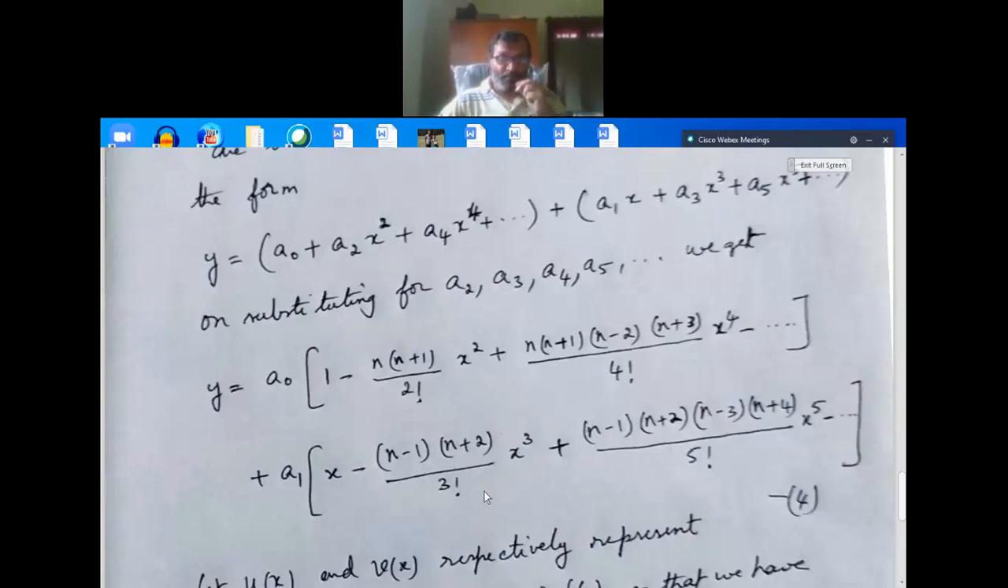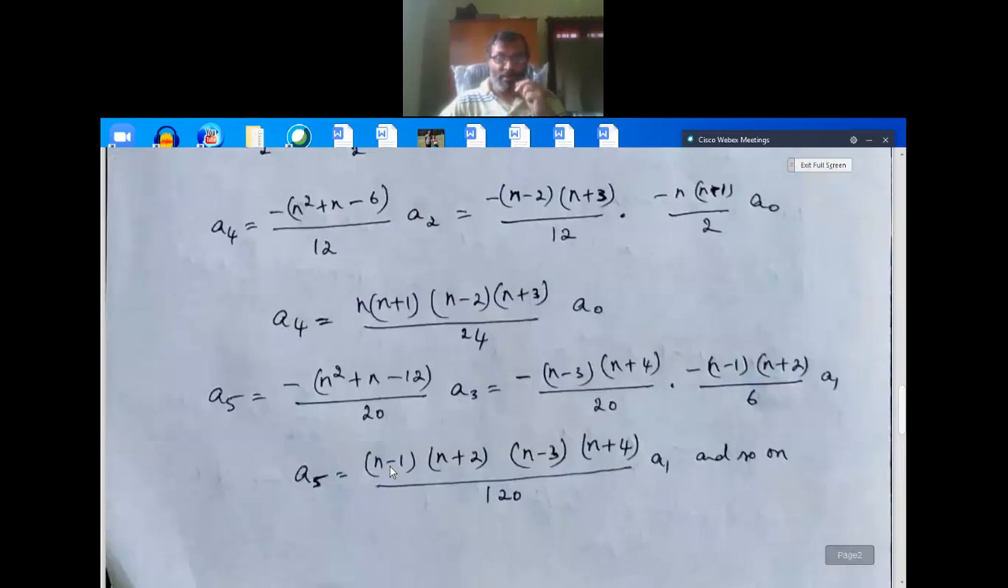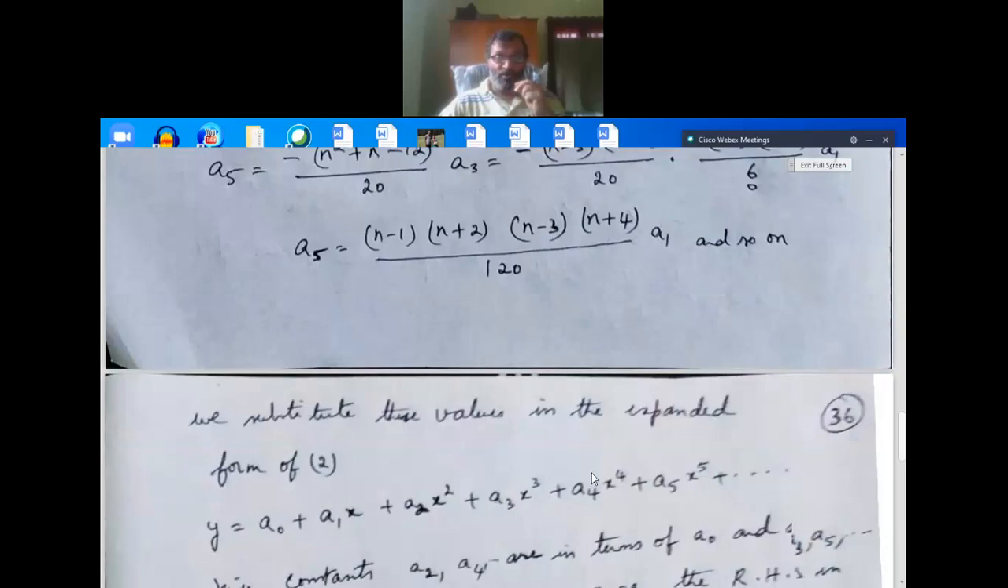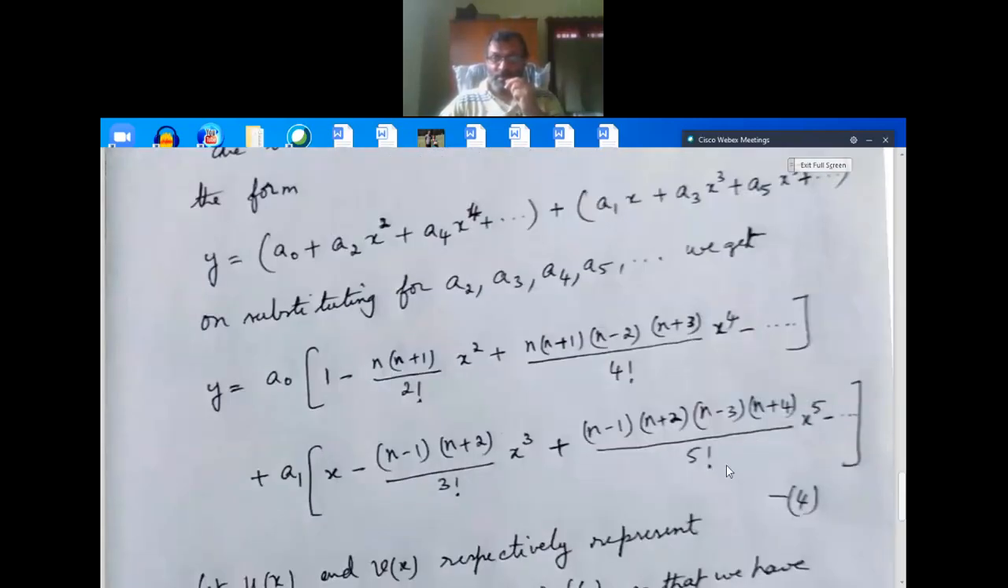Then a5 x to the power 5. What is the value of a5? It is (n minus 1)(n minus 2)(n plus 2)... into (n minus 3) into (n plus 4) divided by 120 into a1. But 120 is nothing but 5 factorial, so x to the power 5 over 5 factorial. Plus, minus, like that.